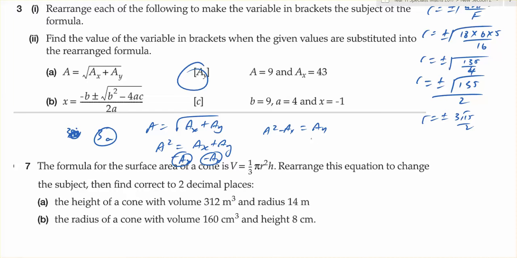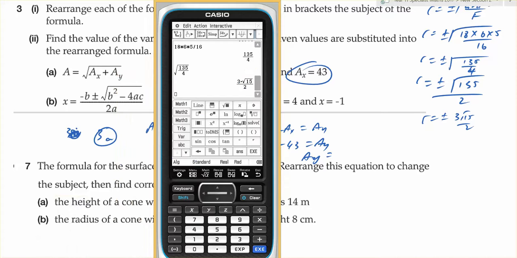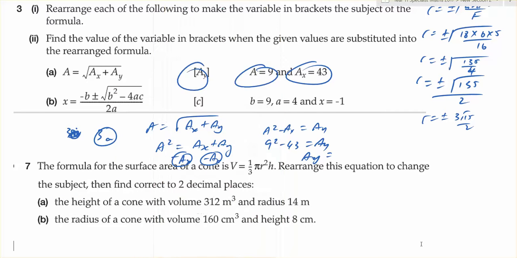With AY as the subject, we sub in A equals 9 and AX equals 43. So 9 squared minus 43 equals AY. Calculator allowed, so 81 minus 43 is 38. Okay, so that's 38.